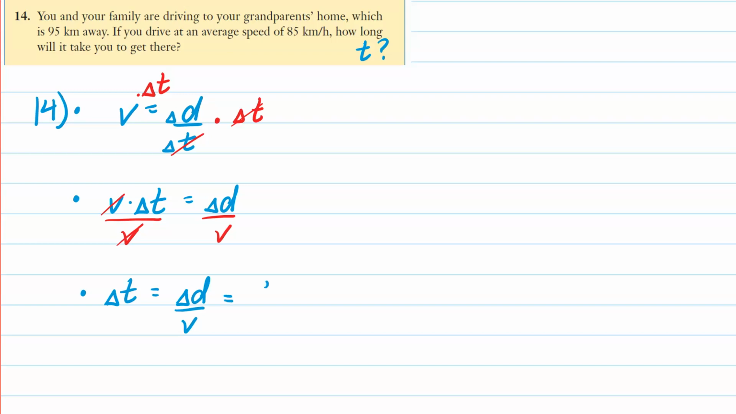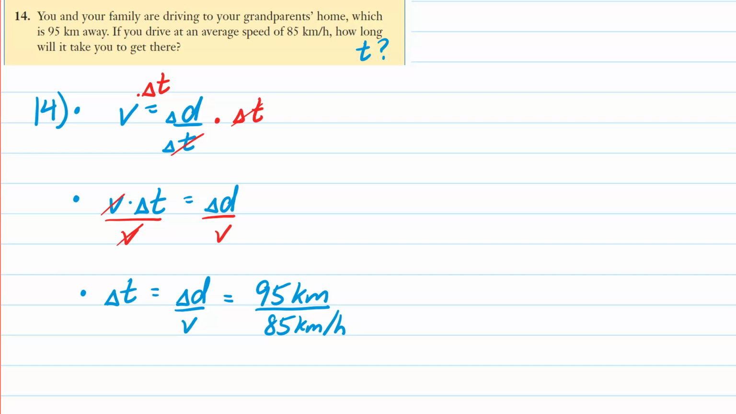The distance we're traveling is 95 kilometers away. The speed we're traveling at is 85 kilometers per hour. Now, the standard units for time, speed and distance are seconds, meters, and meters per second, etc. But we don't have to convert anything here, right? We're given a distance in kilometers and a speed in kilometers an hour.